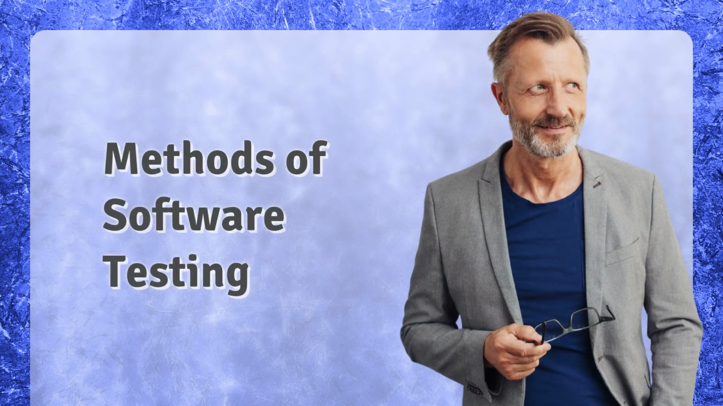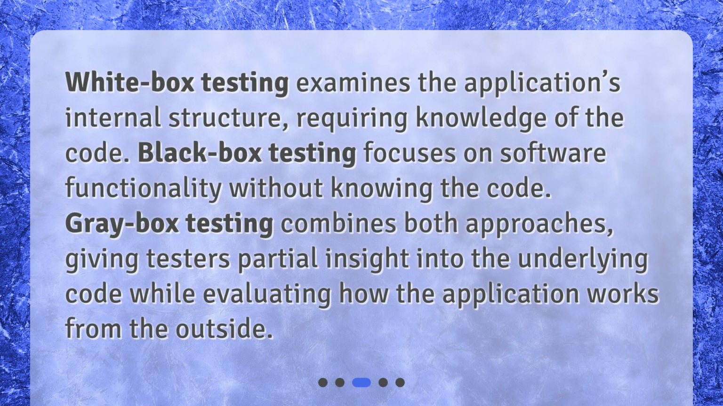Methods of software testing. White box testing examines the application's internal structure, requiring knowledge of the code. Black box testing focuses on software functionality without knowing the code. Gray box testing combines both approaches, giving testers partial insight into the underlying code while evaluating how the application works from the outside.